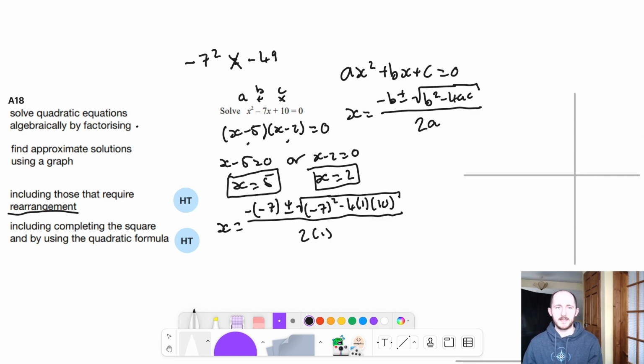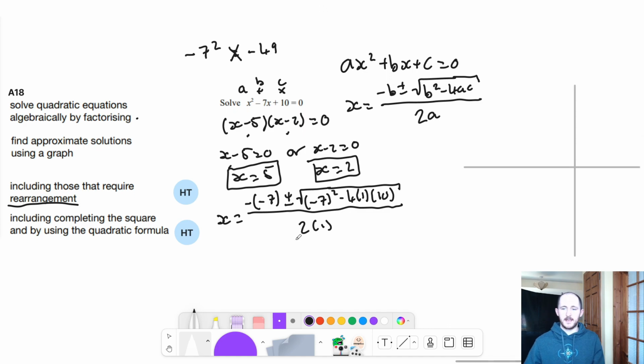The last one is by completing the square. Now normally they only ask you to solve it by completing the square when it's a non-calculator paper and you can't factorize it. That's the only time they do that. In that case, if you remember the completing the square formula, boy, this is fun, isn't it? We have x minus 7 over 2 squared minus 7 over 2 squared plus 10 equals 0.